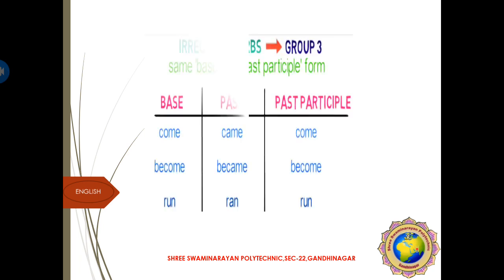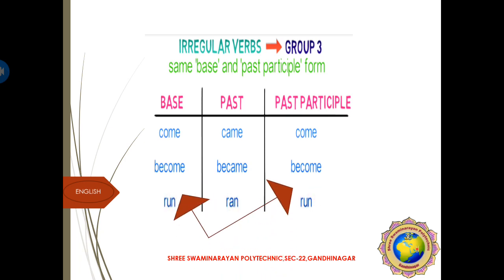And our third group has the same base and past participle form. It means this form and this form are the same, and here the past form differs. Suppose come, came, come; become, became, become; run, ran, run. So what happened here? These two are the same, base and participle. It means V1 and V3 are the same. It's called group 3 of irregular verb.